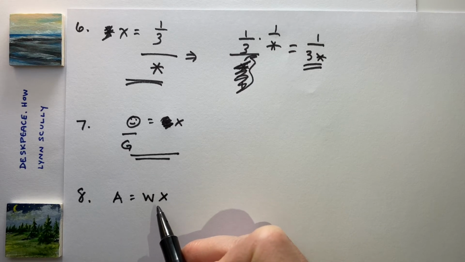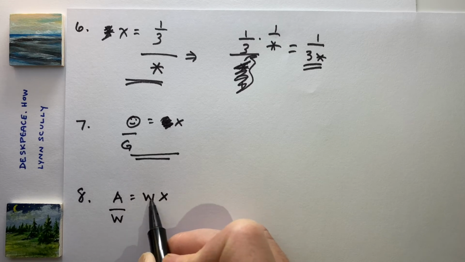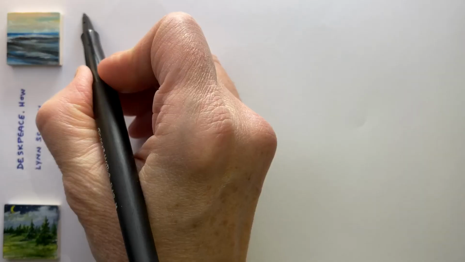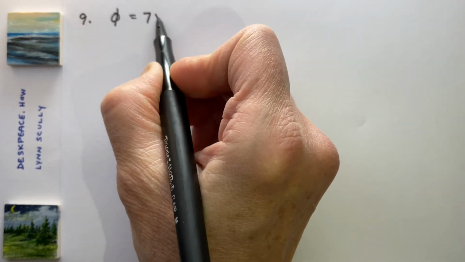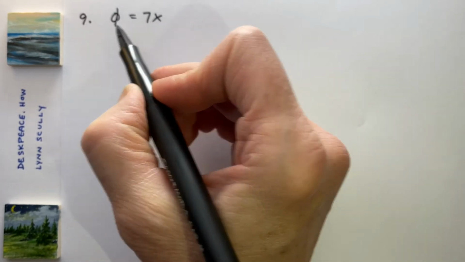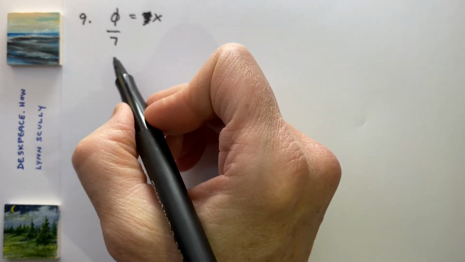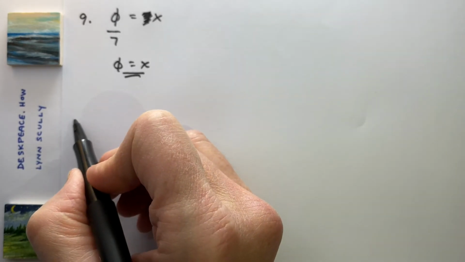Here's my unknown. W's attached by multiplication. Move it by division to the other side of the equal sign. I have solved for x in terms of a and w. Number 9, 0 equals 7x. Here's my unknown. It's got a 7 attached by multiplication. Move it by division to the other side of the equal sign. 0 divided by 7 is 0. I have 0 equals x.